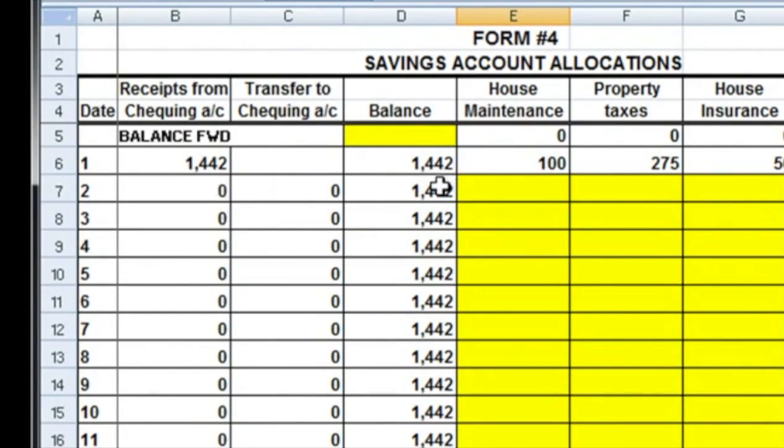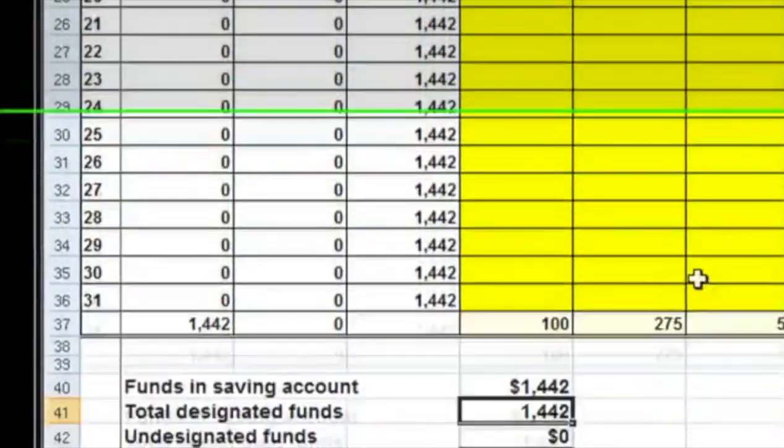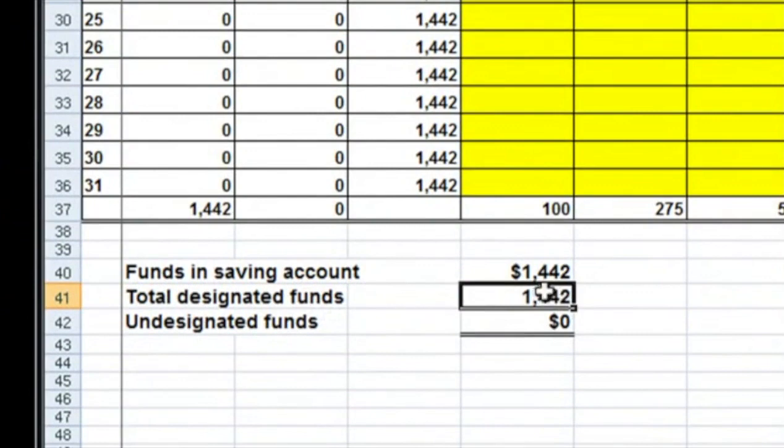And you can see that we actually have a balance in the account of $1,442. Now, the main purpose of this form is what's shown at the bottom here. We have funds in the savings account of $1,442, designated funds for future expenses of $1,442. So that means the undesignated funds is zero in this case.